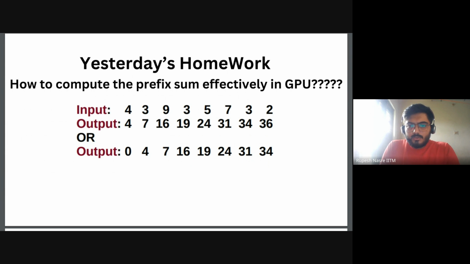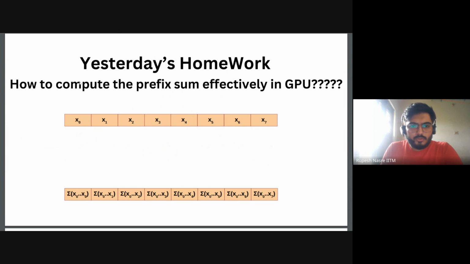So now moving forward to our question: how to compute the prefix sum effectively on GPUs. This is the initial array, and this is how the prefix sum would look. Now suppose I have just taken these as variables: x0, x1, x2, x3, x4, x5, x6, x7. If you look closely, this would be the prefix array.